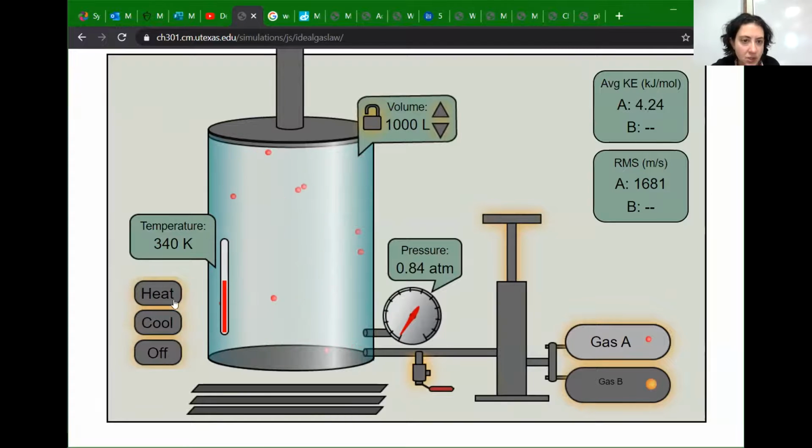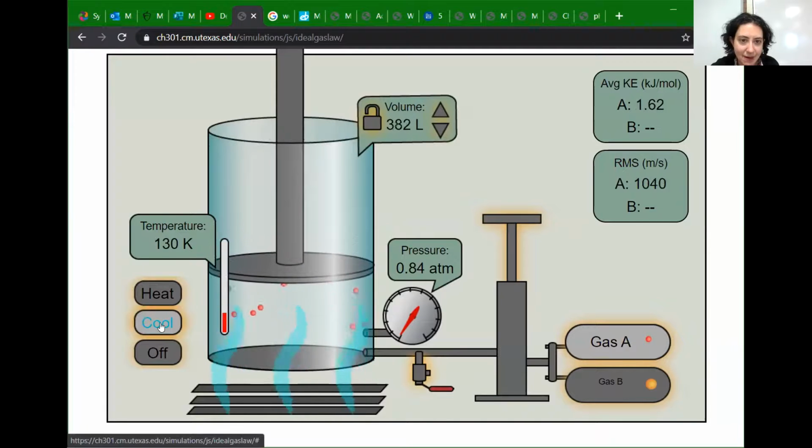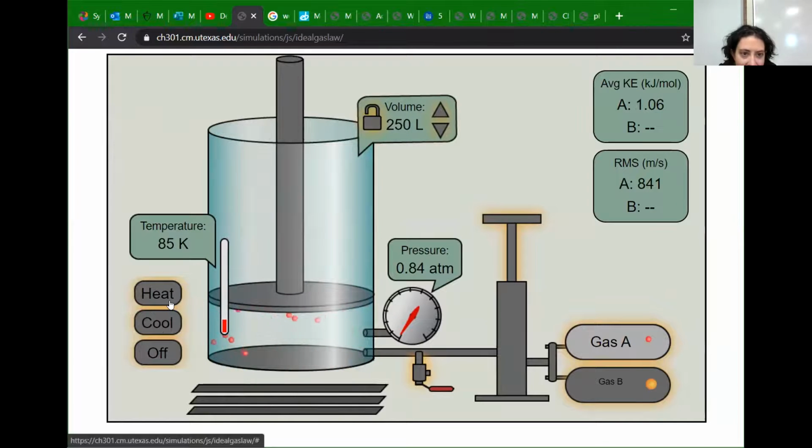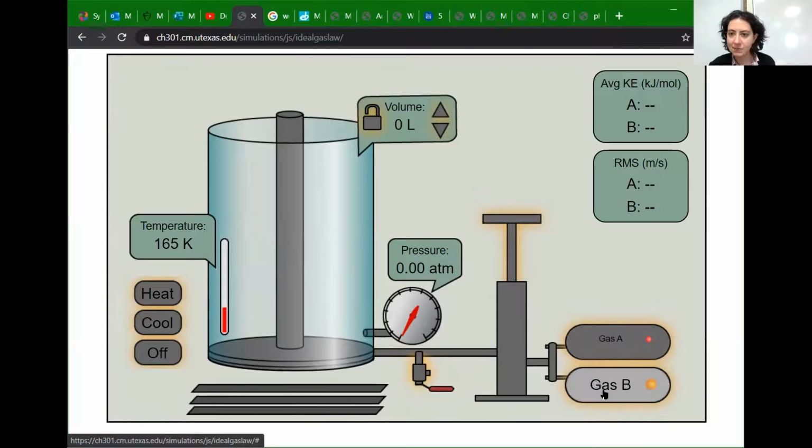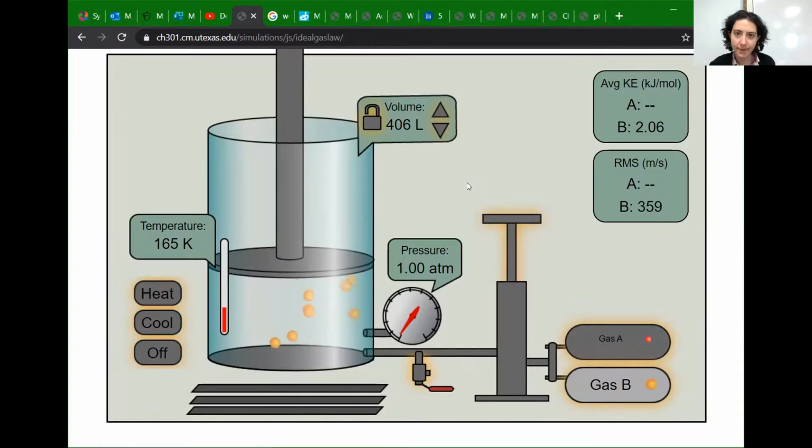So let's cool this off real quick and we'll be able to count these molecules a little more easily. Heat it up just a tiny bit. Okay, so 1, 2, oh gosh, how are we going to count these? 1, 2, 3. I think there's like 10 of them maybe. Looks like probably about that much. So we can see the temperature was 165. Let's empty this out so there's nothing left, and let's add gas B and see if we notice any differences between the two.